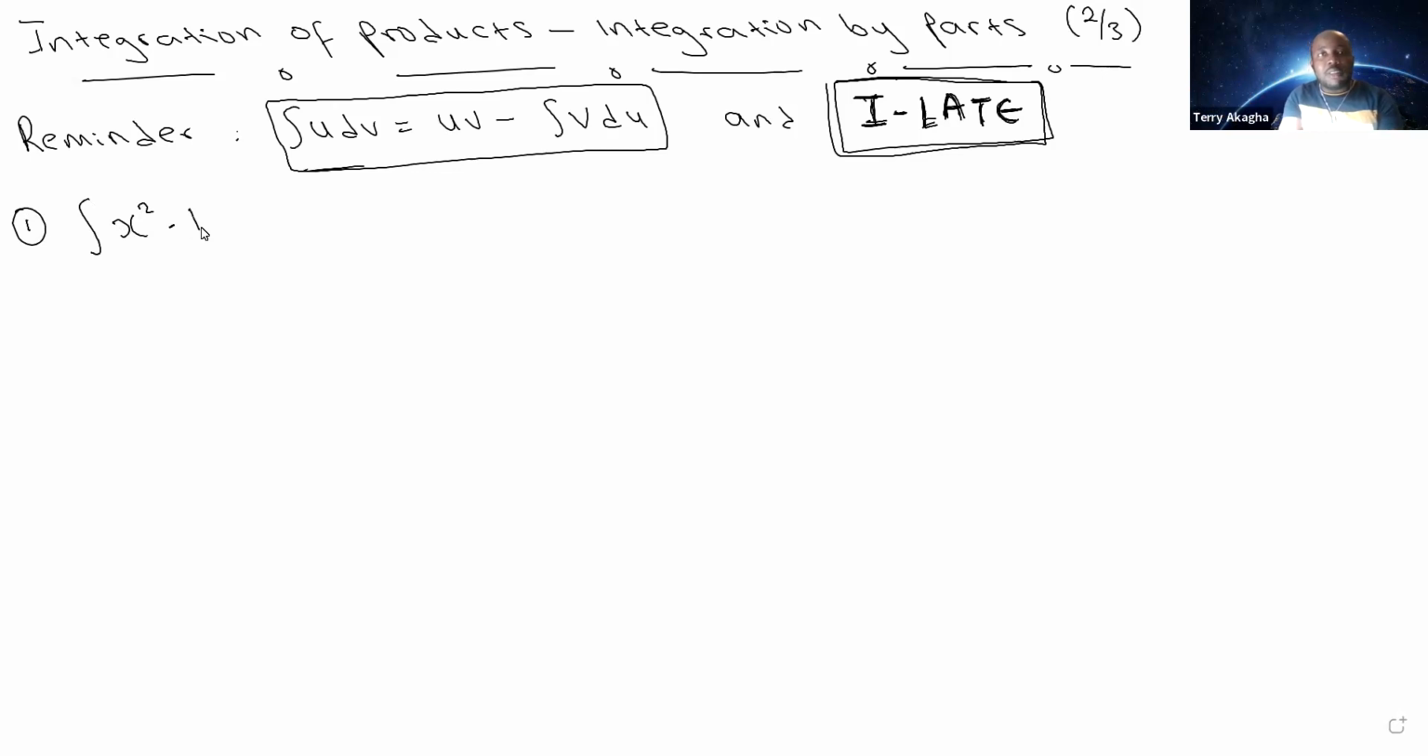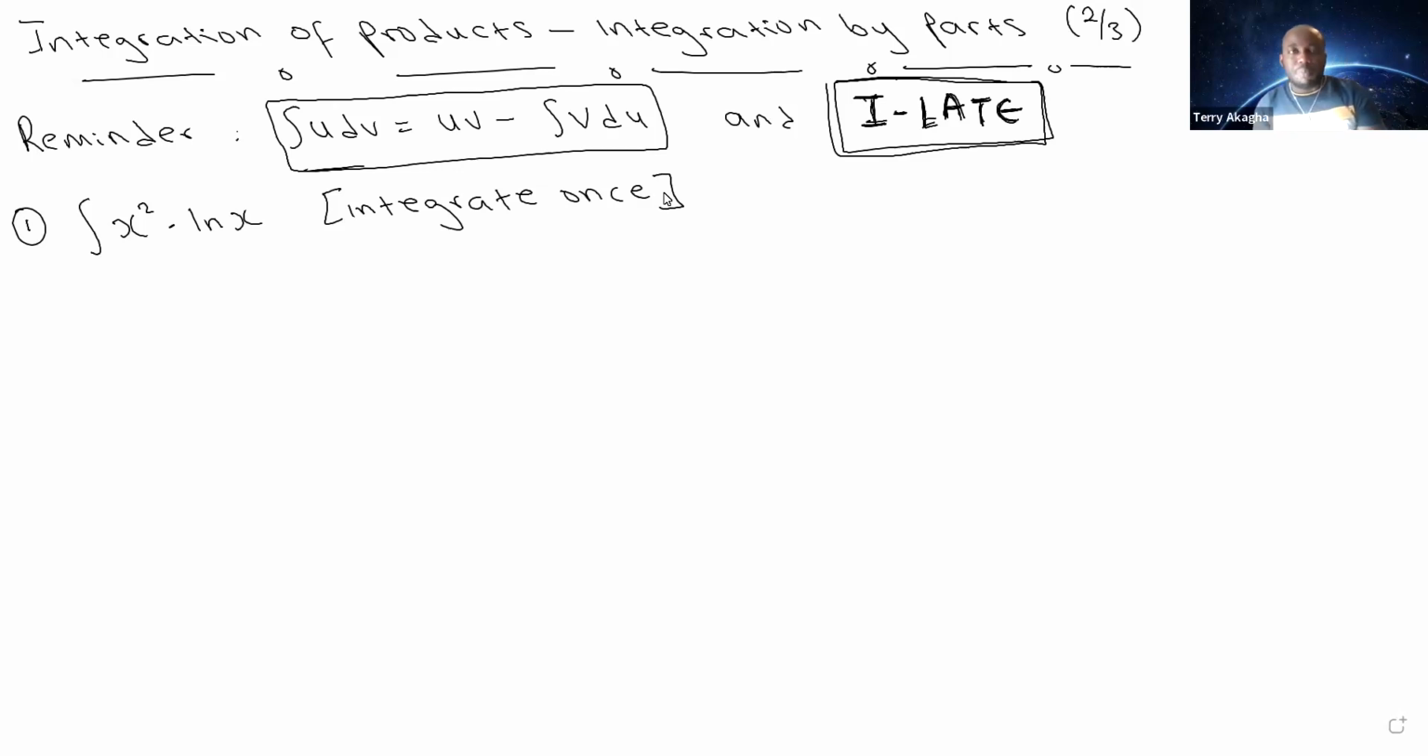So let's say, for instance, number one, we're integrating x squared ln x. That was the example I gave in the last video. This is a classical case where you have to integrate only once. You'll see what I mean. When you're done integrating once, the answer will just pop up.